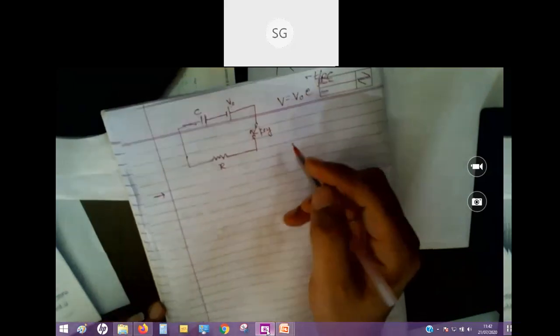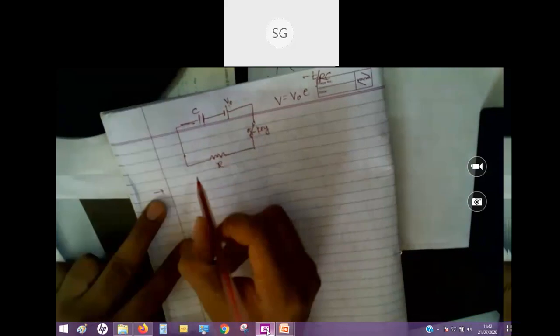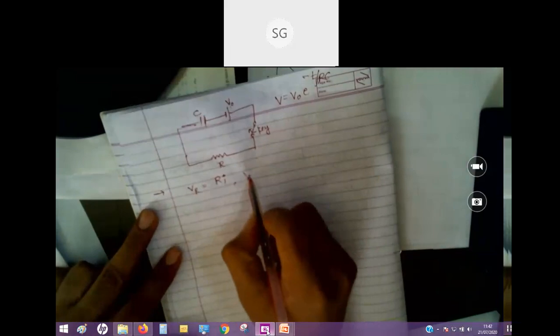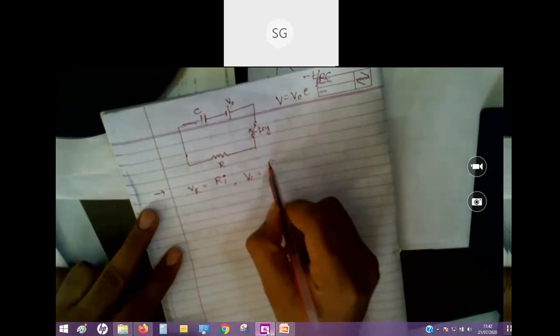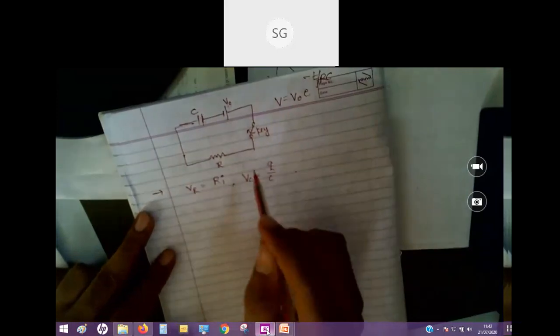Now for that, we will start with what we know: VR is equal to R into I, and the voltage across the capacitor VC is equal to Q by C. Okay, so this we already know.